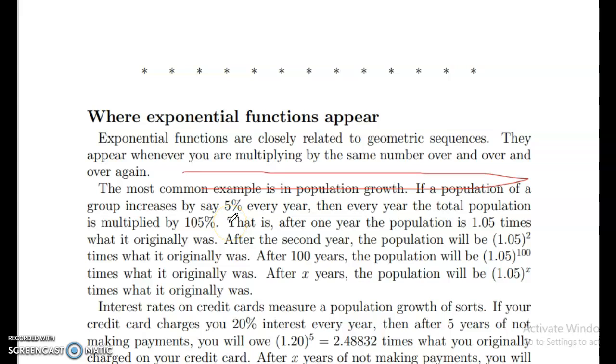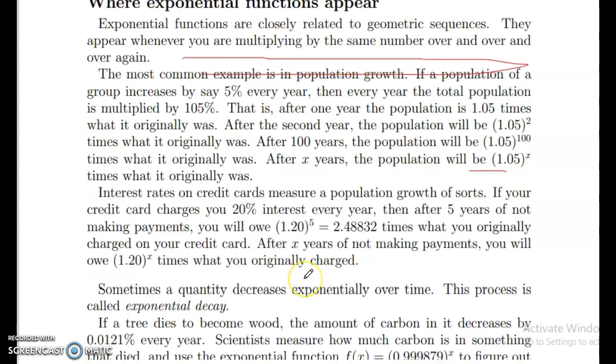105%. That is, after 1 year, the population is 1.05 times what it originally was. After the second year, the population will be 1.05 squared times what it originally was. After 100 years, the population will be 1.05 to the power 100 times what it originally was. After x years, the population will be 1.05 to the power x times what it originally was.